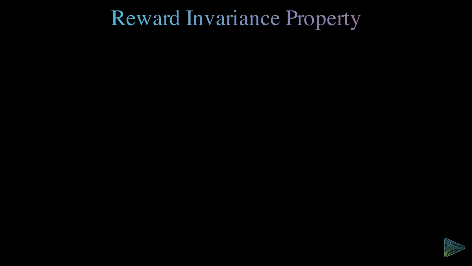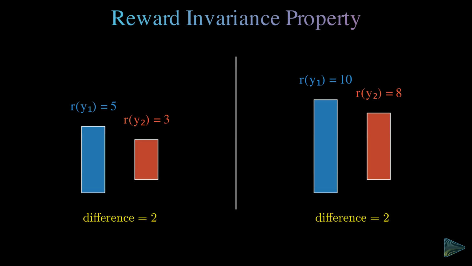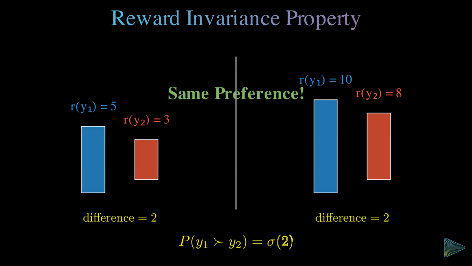Look at these 2 scenarios. On the left, y_1 has reward 5 and y_2 has reward 3, giving a difference of 2. On the right, we've added 5 to both rewards. y_1 now has reward 10 and y_2 has reward 8. The difference is still 2. Because the Bradley-Terry model depends only on the difference, both scenarios give exactly the same preference probability, sigma of 2. This property becomes crucial in DPO because it means we only need to model reward differences, not absolute reward values.